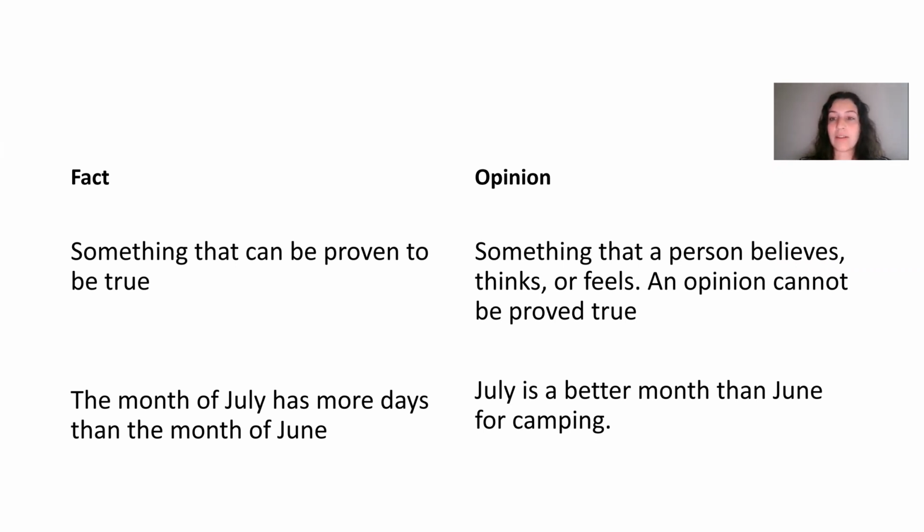On the other hand, an opinion is something that a person believes, thinks, or feels. An opinion cannot necessarily be proved true. So an example of that would be July is a better month than June for camping. While that could be true to someone's own experiences, it's not something that you could Google and find a definitive answer for of whether or not July is a better month than June for camping.